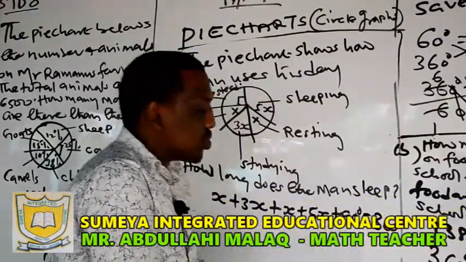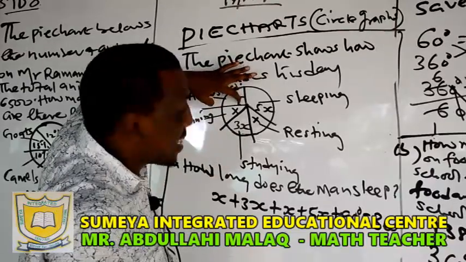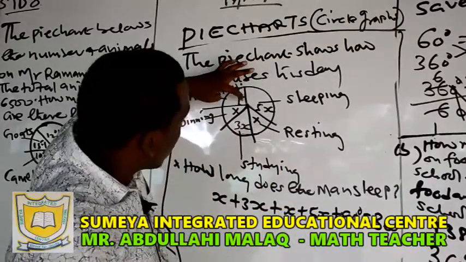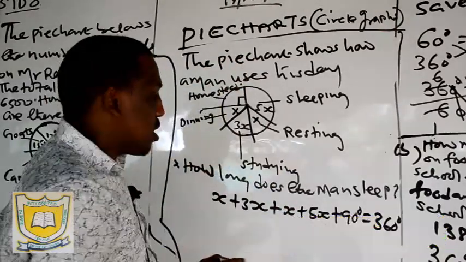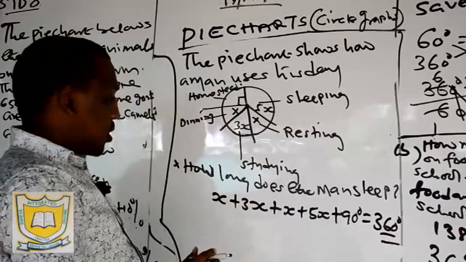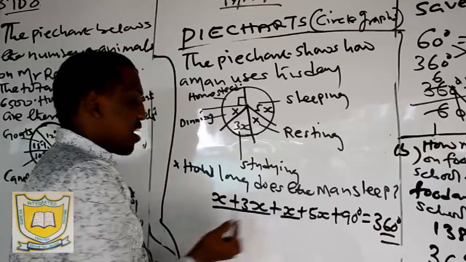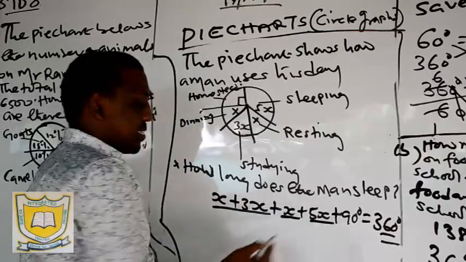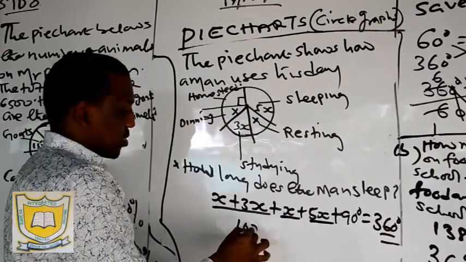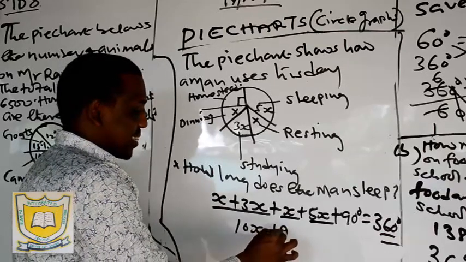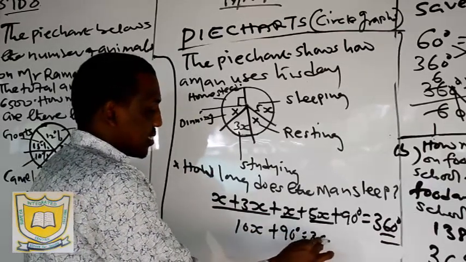But now, why are we using 360 degrees? Because here there is a 90 degree angle. That one is just like a right angle. You know that box is 90 degrees. So I'm collecting the like terms. This is now 4x. 5x plus this, that is 10x. So it is 10x plus 90 degrees is equal to 360 degrees.